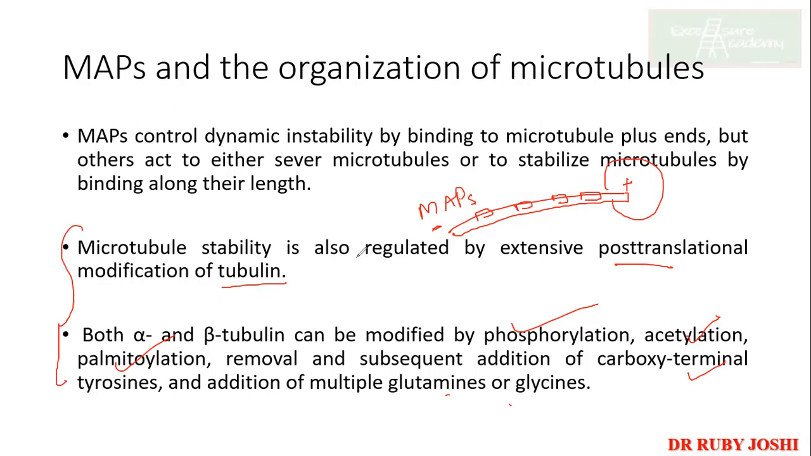So what we are saying is MAPs are helping in stabilizing the microtubule. Okay, now this stabilization can be regulated by post-translation modification. What kind? Phosphorylation, acetylation, palmitylation, or removal of C-terminal tyrosine or glutamine glycine. Okay, so these are the types of post translation modification, which is going to help in stabilizing your microtubule formation.